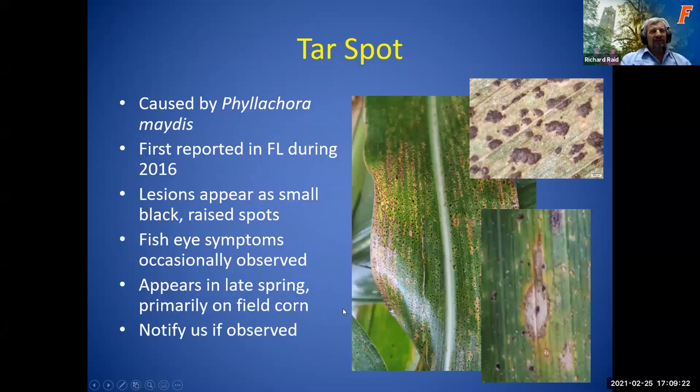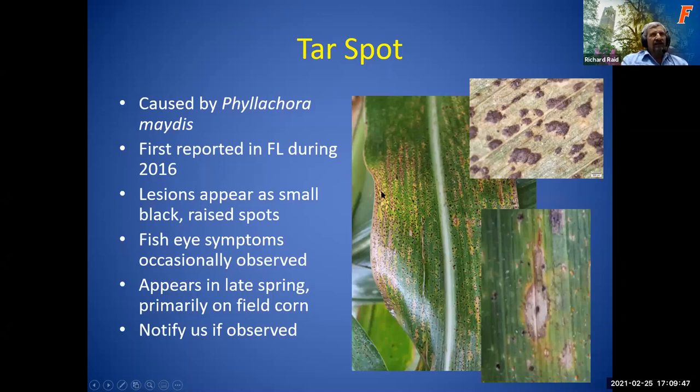Before we go and leave, I'd like to just mention one other disease that we've seen in recent years. I don't see it as being a big problem on sweet corn, but I want you to keep your eyes open for it and let us know if you do see it. This is tar spot. This disease is now established up in the Corn Belt where they grow a lot of field corn.